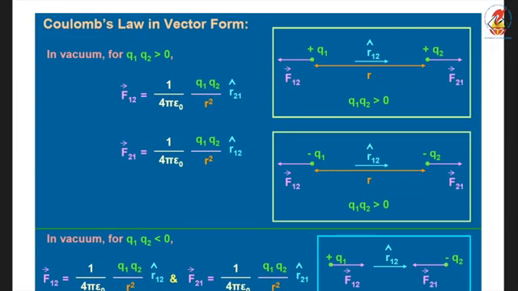In F12, I took the unit vector r21. That means the direction is from q2 to q1. Whereas in F21, I took the unit vector r12 cap, which means the direction from charge 1 to charge 2. Second figure. Now the second figure shows two charges q1 and q2, both of them are negative. Even if both of them are positive or both of them are negative, equations are same, the directions are also same.